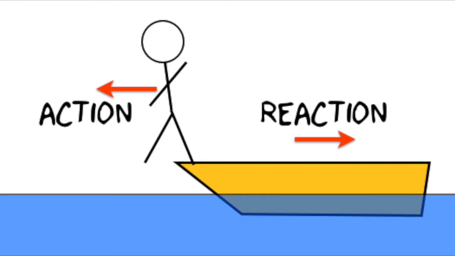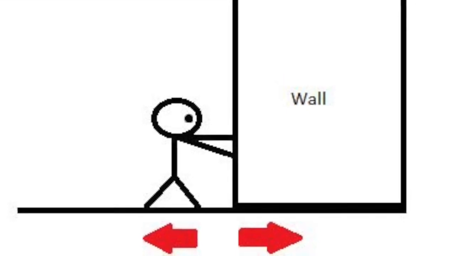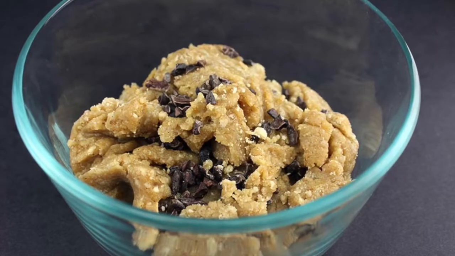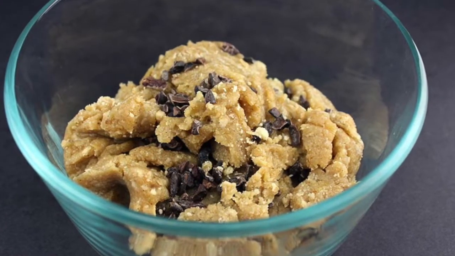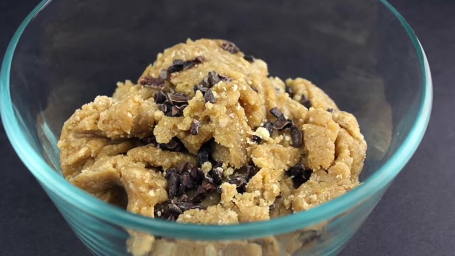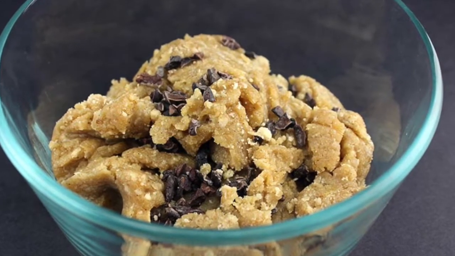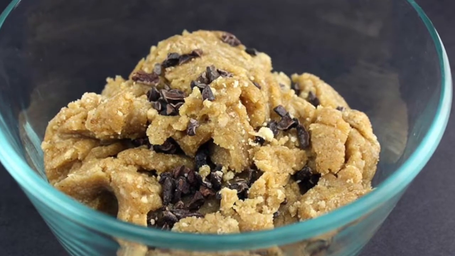Newton's third law of motion states that for every action, there is an equal and opposite reaction. Newton's third law of motion applies to the cookie dough because when it is kneaded on the countertop, there is the downward force of your hands on the dough and the upward force from the counter. For every action, there is an equal and opposite reaction. And that is the physics behind baking cookies.